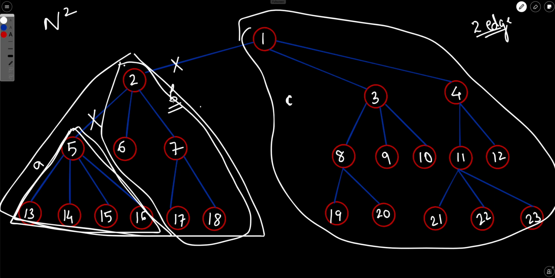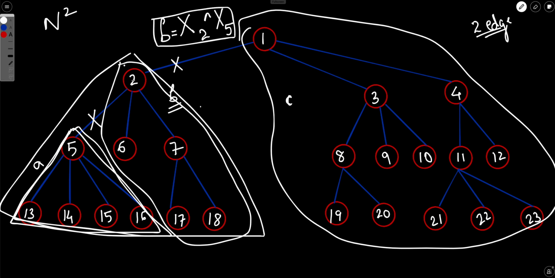So you can find out the XOR of this B by the same trick. What you can do, you know the XOR of this entire subtree. Let's say the XOR is x2. Okay, you can just XOR it with XOR of 5. So in a way, you will get the value of B.